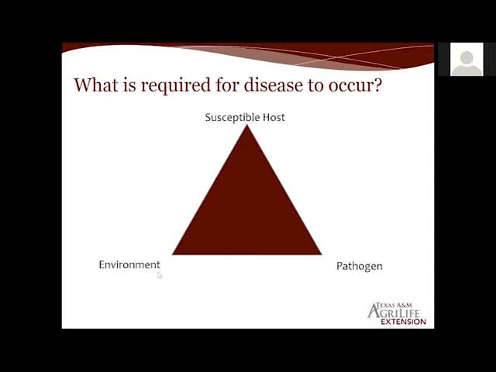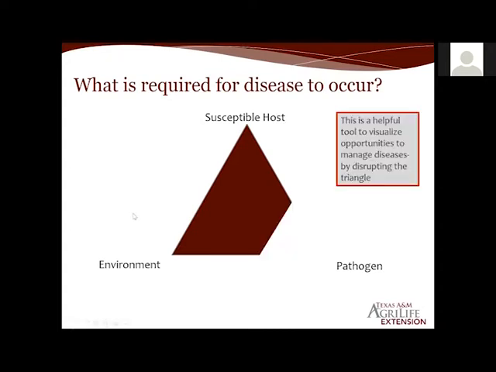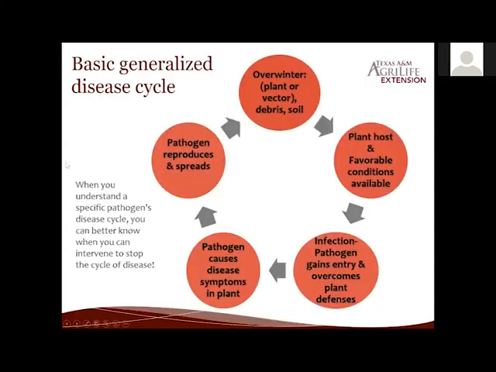So this is a really important concept to understand, because through disease management efforts, our goal is to disrupt the disease triangle, preferably at 1 or more points at a time. I like to say try to do 2, if not all 3, because then you're increasing your likelihood of success. So again, it's a helpful tool to visualize opportunities for disease management.